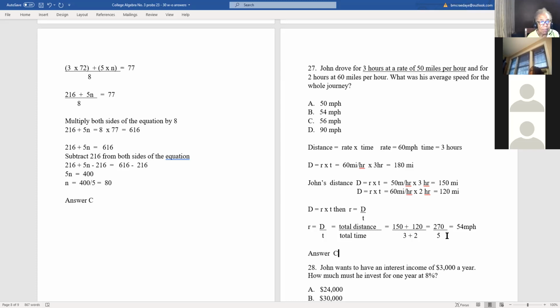That was 27. Any questions on 27, distance, rate, time problem? No. You find your distance for both segments of John's travel, 3 hours at 50 miles an hour and 2 at 60. And then you add them together, like Chastity said, you add the distance and you add the time. And then when you divide distance by time, you get rate. And that's the 54 miles per hour.